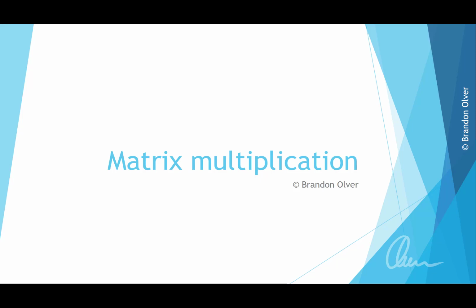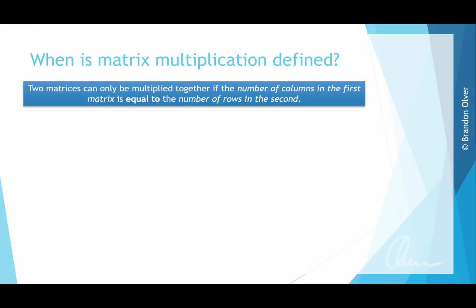In this video we will be looking at matrix multiplication. Two matrices can only be multiplied together if the number of columns in the first matrix is equal to the number of rows in the second matrix. In general, matrix multiplication is defined when the orders of the matrices follow this pattern.